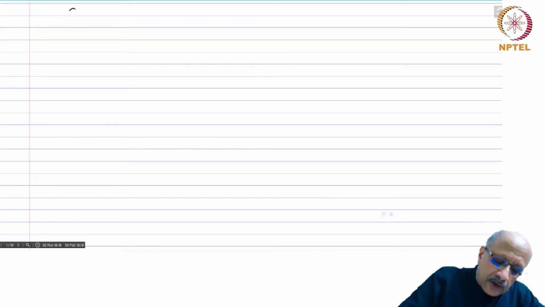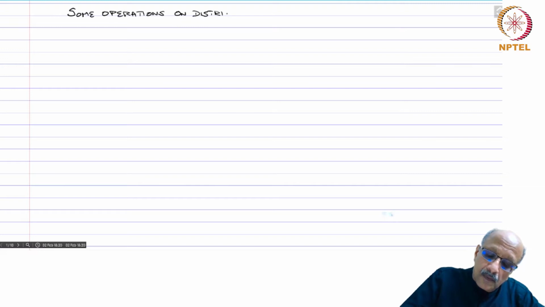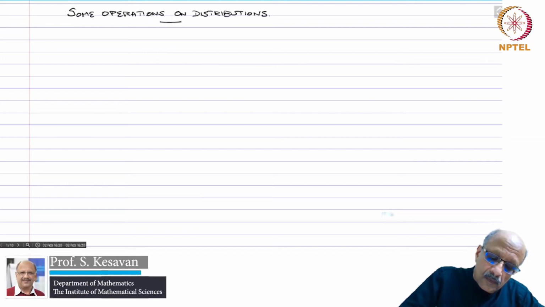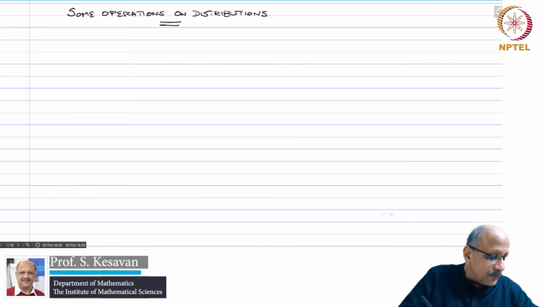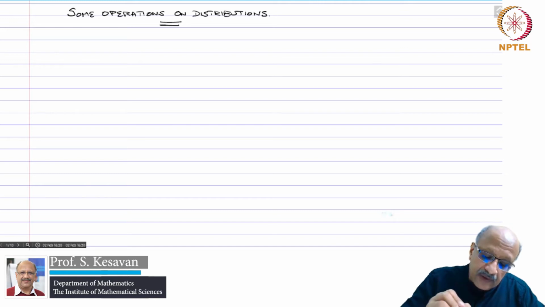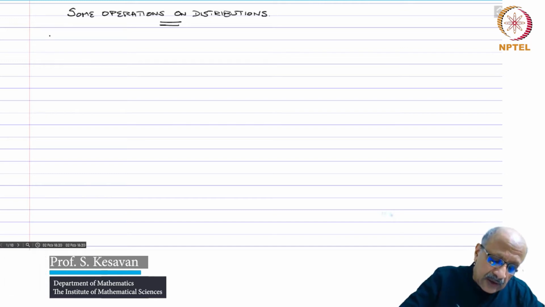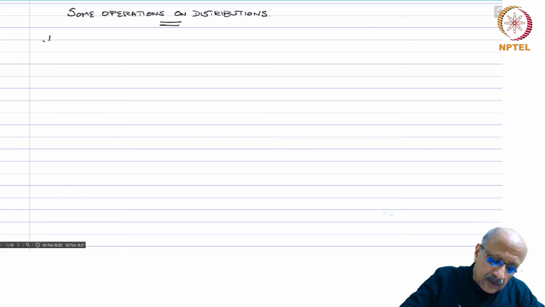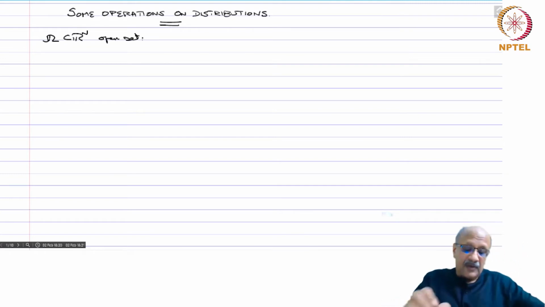We will now look at some operations on distributions. Before we get started, we would like to introduce some very useful notation. Let, of course, omega be contained in R^n, an open set. This is, whether I say it or not, our running hypothesis.